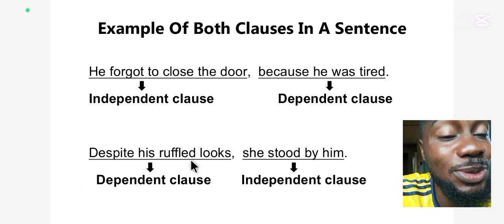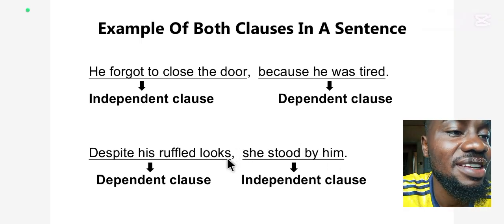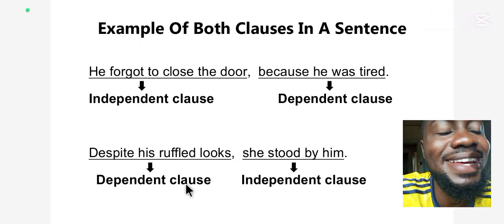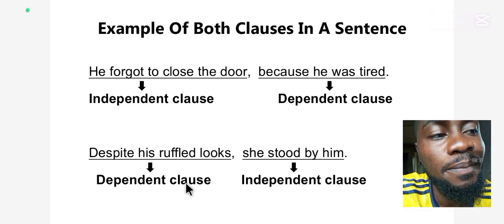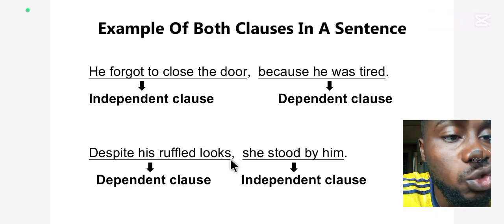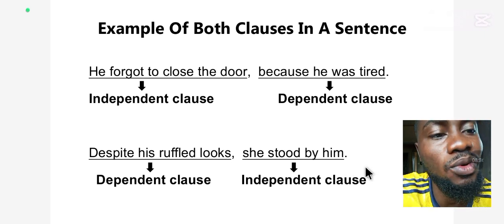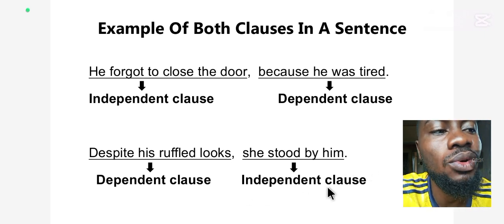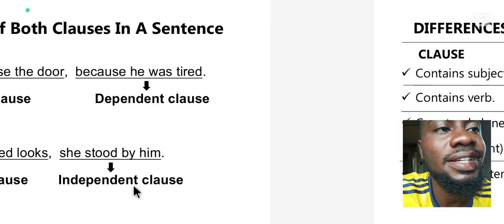Remember when I told you that "despite his ruffled looks" is a fragment of another sentence. This is the other part of the sentence that completes it, that makes it make sense. So you can't say "despite his ruffled looks" is an independent clause, okay? Because it doesn't make sense on its own. But you can say "she stood by him." That is a complete sentence that makes sense, okay? Because it's an independent clause. It does not depend on any sentence or clause to make sense. I made myself clear, didn't I? I think I did. Moving on.